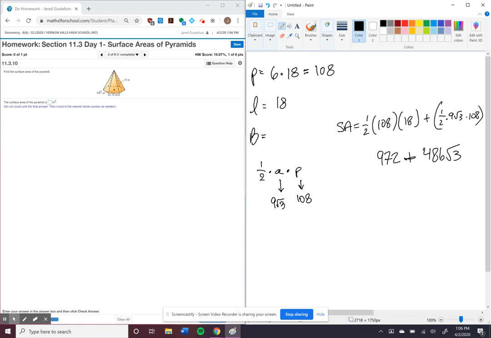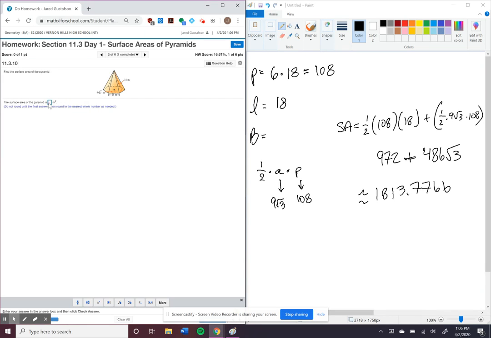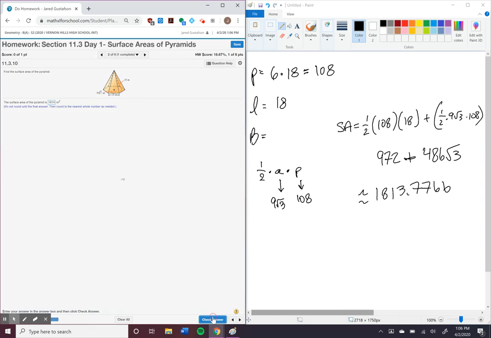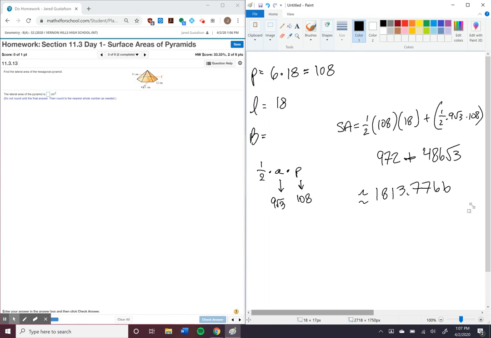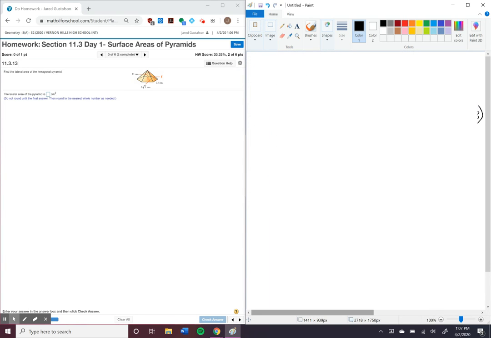9 times 108 divided by 2, that's 486 root 3. Now, it doesn't want us to type that in. It wants us to round the final answer, so 972 plus 486 square root of 3. My calculator spits out about 1,813.7766. The question wants the nearest whole number. Therefore, I'm going to type in 1814. Let's see what we get. I guess I should have hid this a while ago. Let's check my answer. There we go. So that question number 2 is a similar idea, just not a square pyramid.